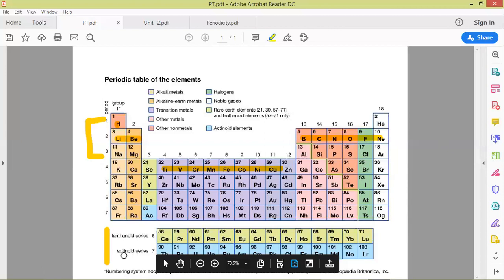Lanthanoids or actinoids, both terms can be used. We can also use lanthanoids or lanthanides. So there are 7 periods and 18 groups in the periodic table. This is the first group, this is the second group, these are the 10 groups which belong to the transition elements category, and then the last 6 groups.